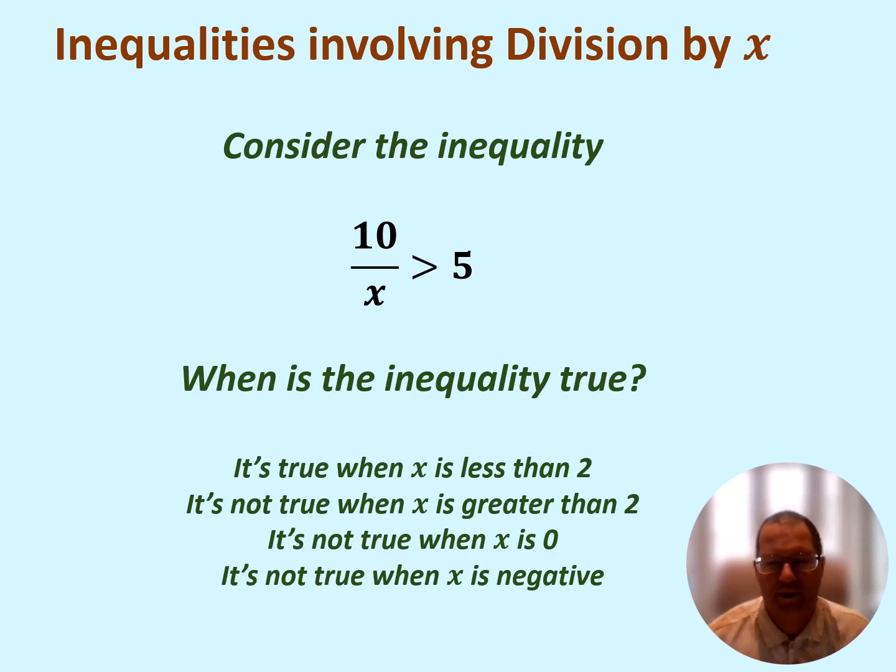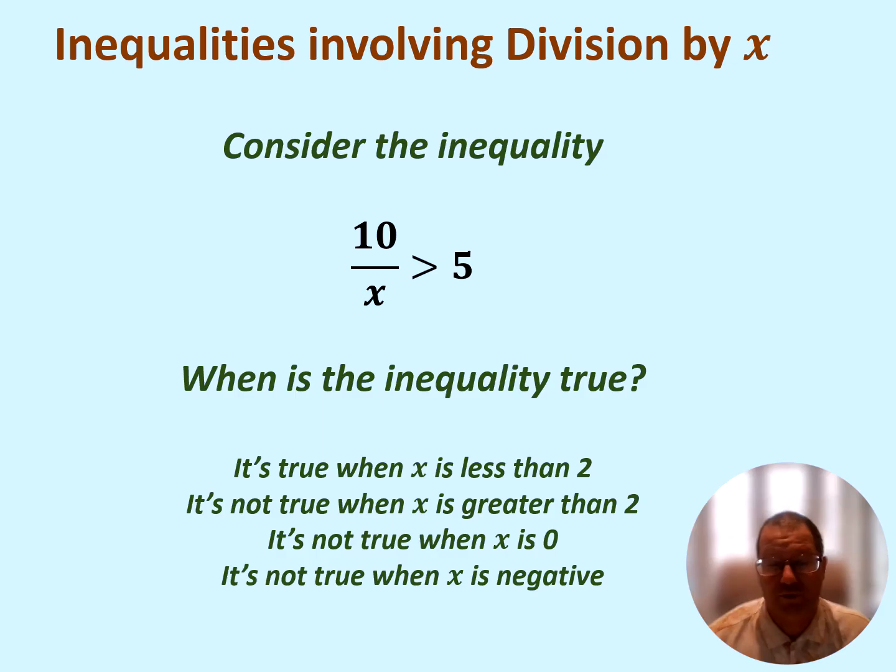So you might start thinking, well, I know that it's true when x is less than 2. For example, when x is 1, we get 10 is greater than 5, which is true. It's not true when x is greater than 2. So if x was, say, 10 itself, we get 1, which is not greater than 5. It's not true when x is 0, because we can't divide by 0, so 10 over x will be undefined.